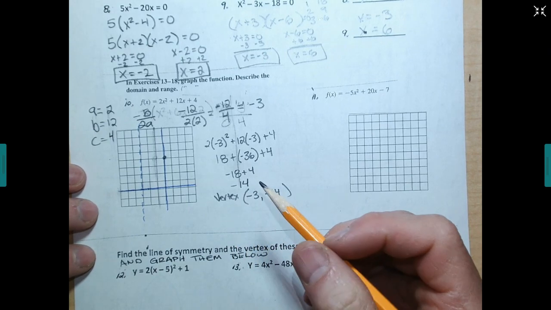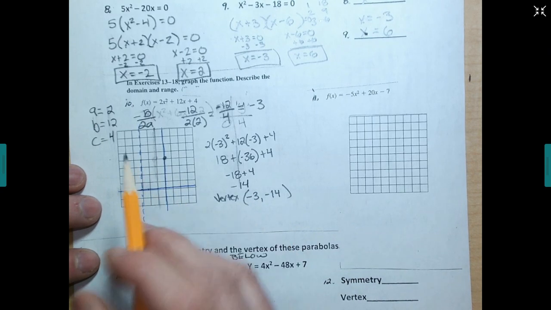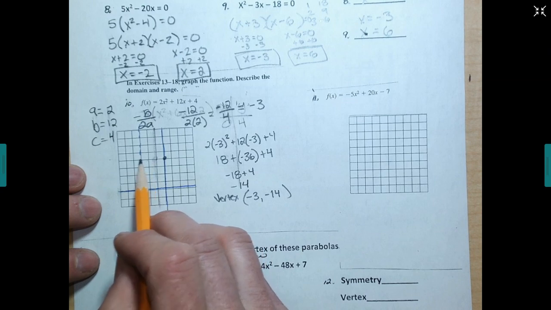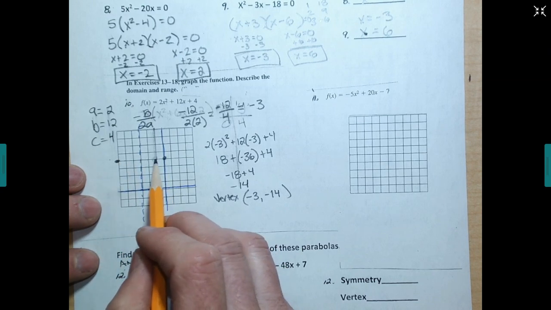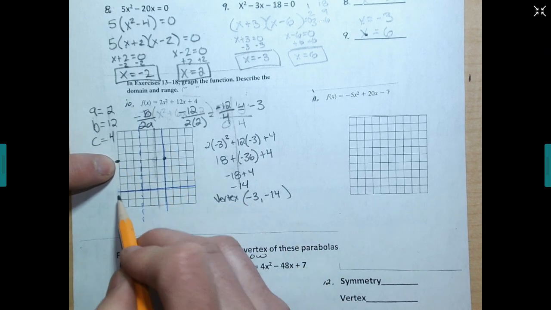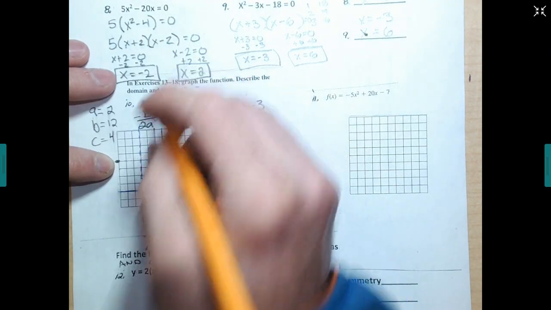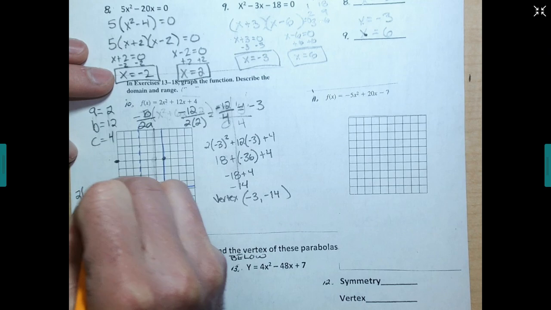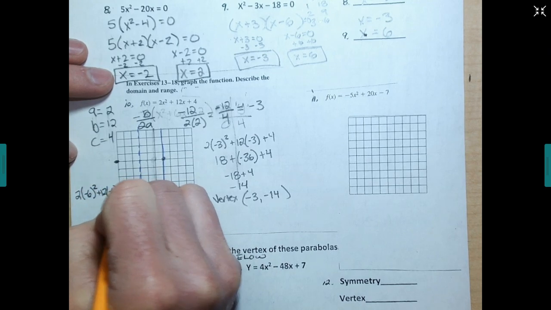So let's just double check how right this was. So if I have 0, 4, let's go 1, 2, 3, 1, 2, 3. So let's check negative 1, 2, 3, 4, 5, 6. So negative 6 should get us to 4. So we'll plug in a negative 6. So 2 times negative 6 squared plus 12 times negative 6 plus 4.